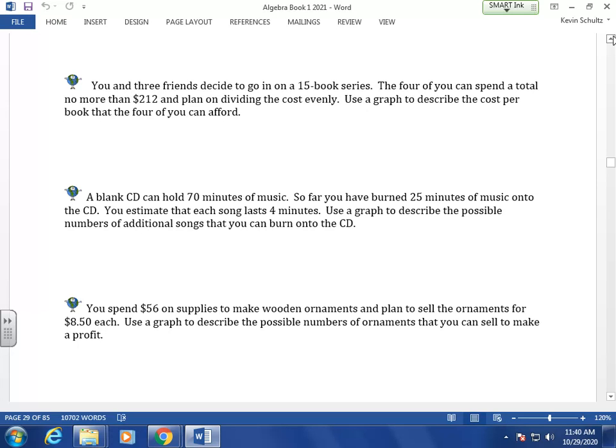Okay. A blank CD can hold 70 minutes of music. So far, you have burned 25. Do people still burn CDs? Is that a thing? Do you even know what I'm talking about with burning a CD?